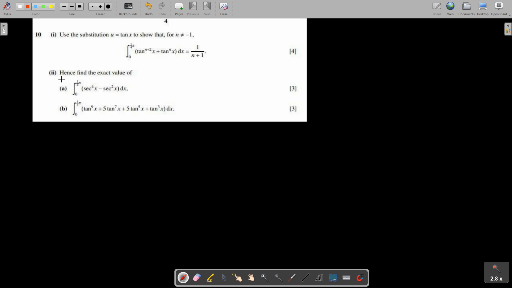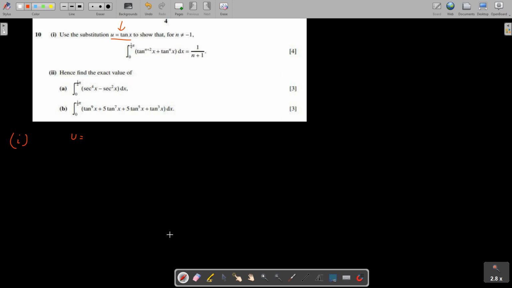All right, so let's start with our first question. It says use the substitution u is equal to tan x for n is not equal to -1. So we have to prove that this integral here is equal to 1 over n plus 1 using this substitution. First things first, let's substitute something for dx over here.